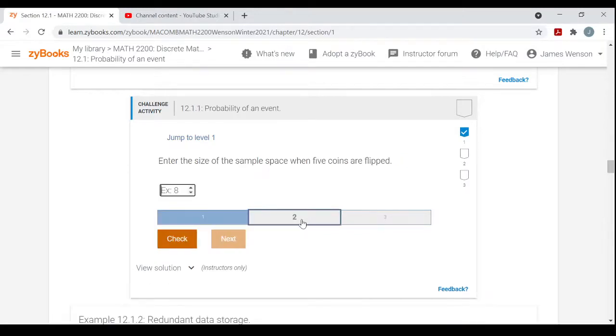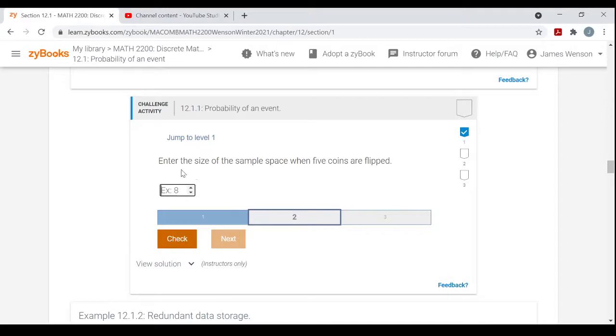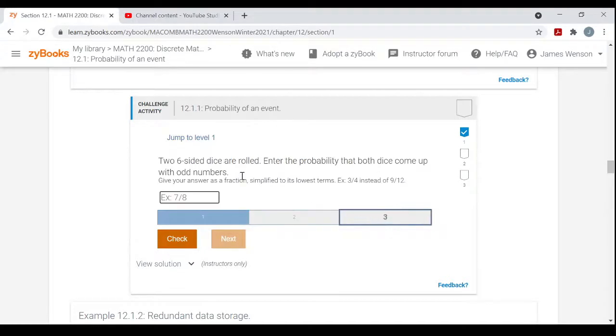The second level. Again, enter the size of the sample space when 5 coins are flipped, or flipping a coin 5 times. That'd be 2 to the 5th, 32. 2 6-sided dice are rolled. Enter the probability that both dice come up with odd numbers. Well, that's 9 out of 36, which reduces to a quarter.